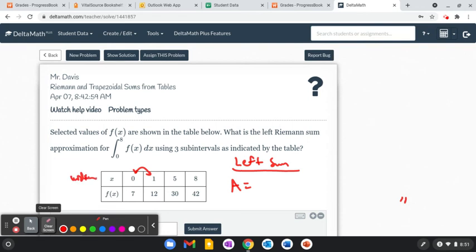So we go from 0 to 1. Well, that's a width of 1. So that's our width. And our height, now since it's a left sum, we're going to use the left number, choose the left one of those two. So we're going to choose a height of 7.